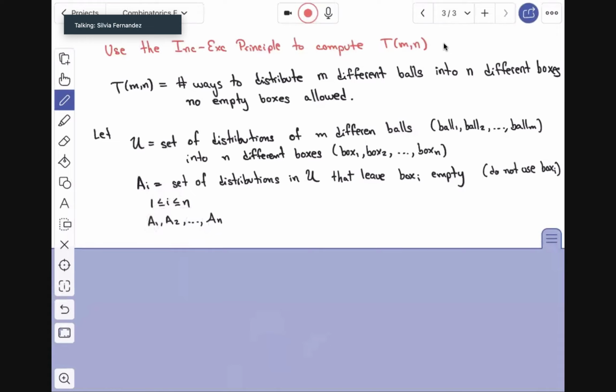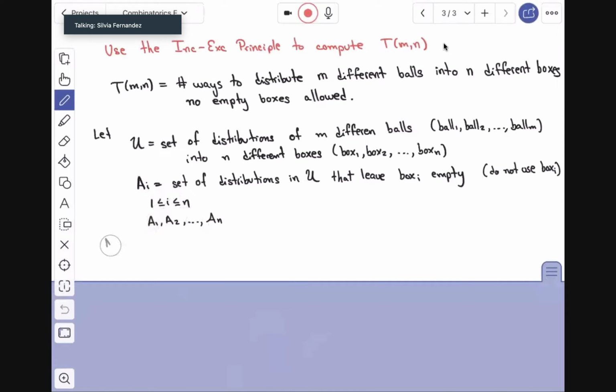And then what do we want? We want all the distributions that are not in my A_i. The A_i are subsets of U, right? So I have U that has all my distributions, no restrictions, but I want the ones that do not have empty boxes. So I don't want the ones in the A_i. What we need is the cardinality of the intersection of the complements. I don't want the ones in A1, I don't want the ones in A2, I don't want any of those. That's what I want.